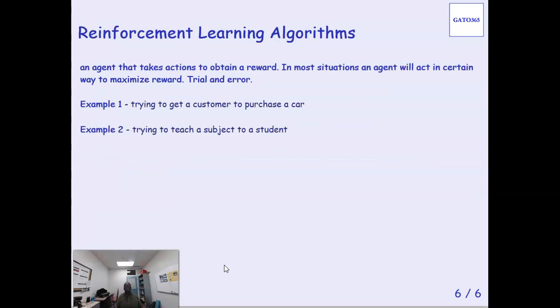And last but not least, my favorite, reinforcement learning, is when you have an agent and you're making actions to obtain a certain reward, okay? In most situations, you're trying to maximize that reward. And essentially, it's learning by doing. Just learning by doing. It's trial and error. So, for example, you're trying to get a customer to buy a car, right? I don't know how to sell a car, but you get the point. You try different things to get a particular outcome. Or you're trying to sell a bunch of cars. You try different selling mechanisms to get that reward of selling that many cars.